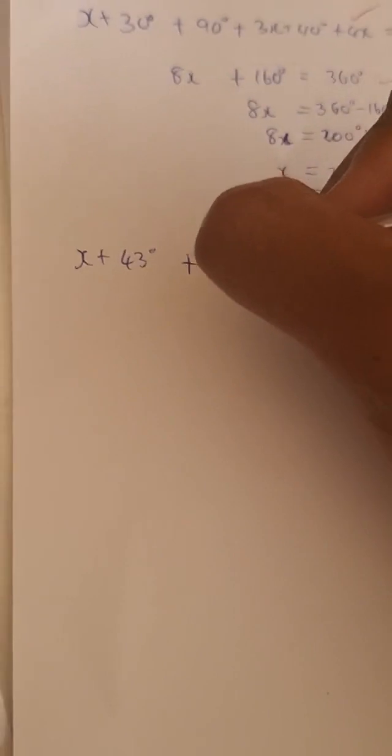So very nice. I love what Mickey has led us. X plus 43 degrees plus X plus 17 degrees is equal to 180. What's the reason? We say co-int angles, and then we state the lines that are parallel. KL is parallel to MN.